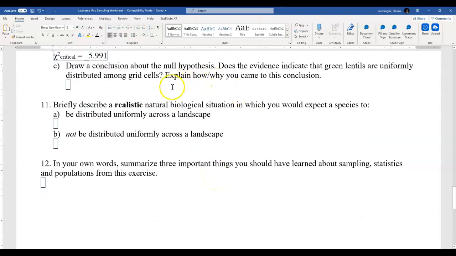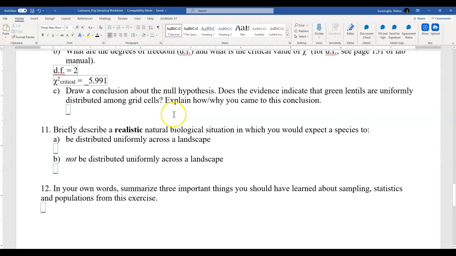And you can explain how you came to the conclusion. You have to say that your critical chi-square, or your tabulated chi-square, or your theoretical chi-square, was greater than the calculated chi-square. As such, I failed to reject the null hypothesis. As such, the distribution is uniform. Again, please read the textbook chapter on statistics to understand more about this particular component.